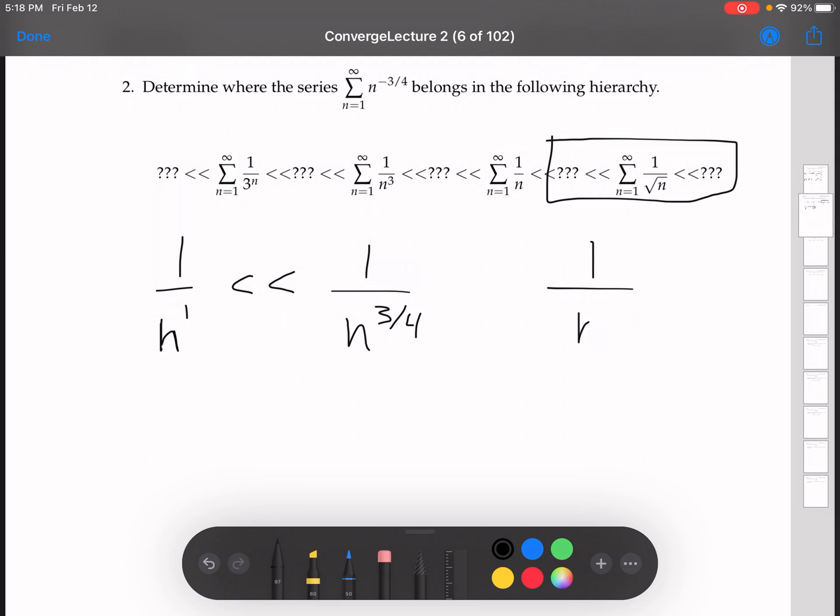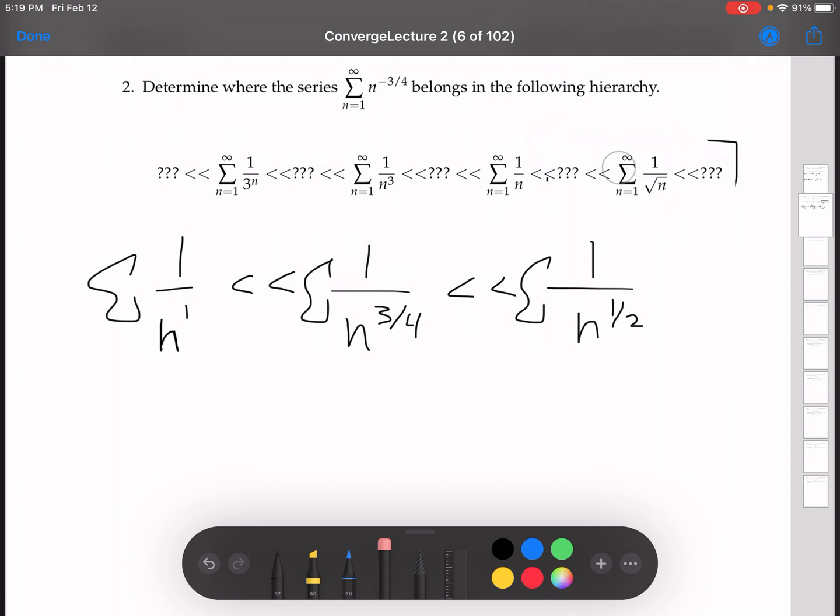Okay. And then 1 over root n is n to the 1/2. Root n is n to the 1/2, right? 1/2 is smaller than 3/4. So here we're dividing by more than we are here. So then we have this relationship. And so then we know that putting the sigmas in there, indicating that we're adding up forever and ever and ever from 1 to infinity, in fact the answer is right there.